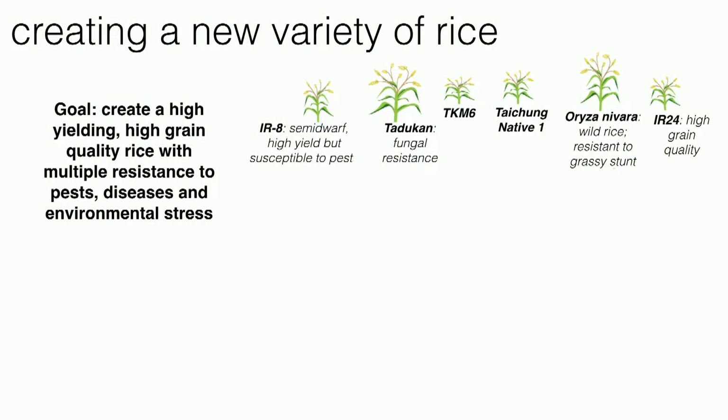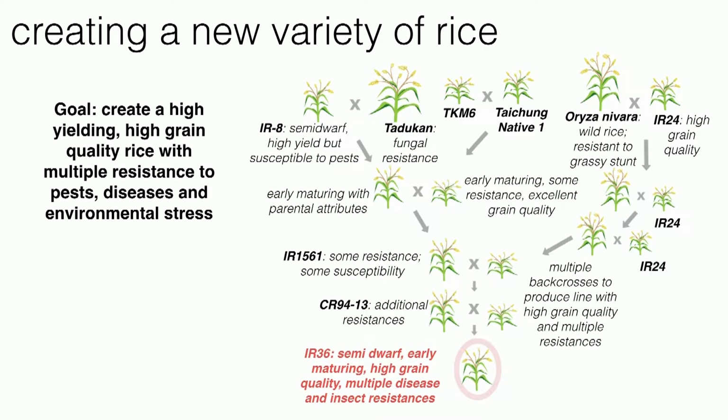All right, rice. This is a story of how a specific high-yielding variety of rice was created back in the 70s. I'm starting out with six varieties of rice across the top. Each of them has some trait that is useful. It produces high-quality grain, it's resistant to pests, it produces a lot of grain. The goal is to take all these parents and through a really complicated breeding scheme actually end up with a specific variety called IR36 that has all the traits that I want.